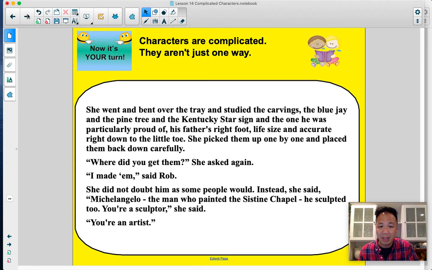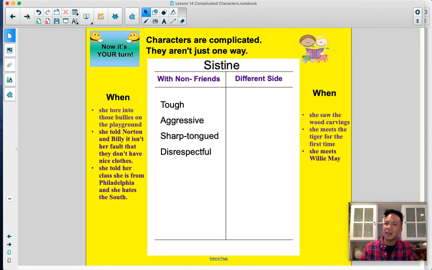She did not doubt him, as some people would. Instead, she said, "Michelangelo, the man who painted the Sistine Chapel, he sculpted too. You're a sculptor," she said. "You're an artist."